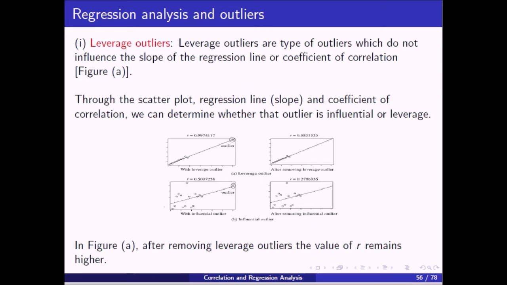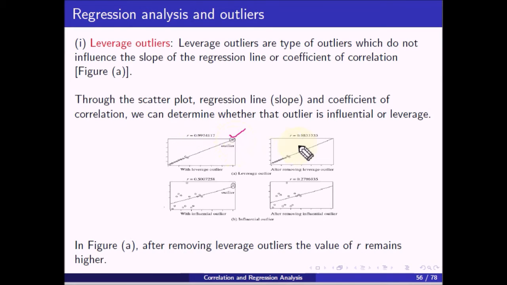Now, leverage outliers. Leverage outliers are a type of outliers which do not influence the slope of the regression line or the coefficient of correlation. You can see this is an example of a leverage outlier. Through the scatter plot, regression line and the coefficient of correlation, we can determine whether an outlier is influential or leverage. So in figure A, after removing the leverage outlier, the value of r remains high. So you can say one point is there. It is 0.9974.